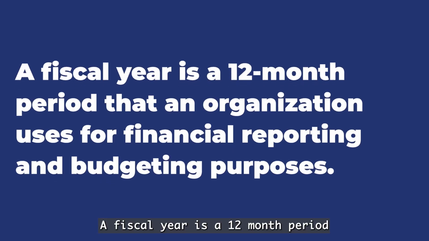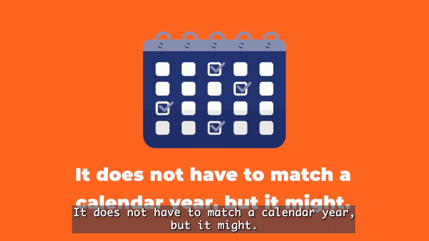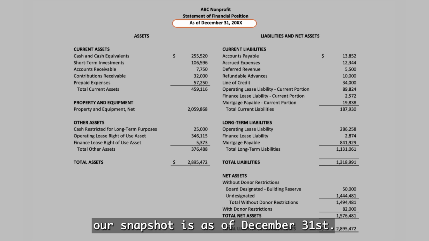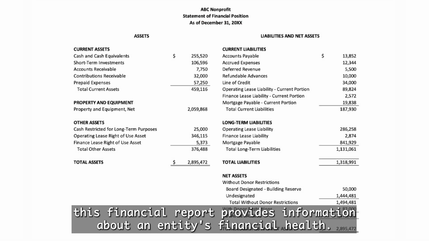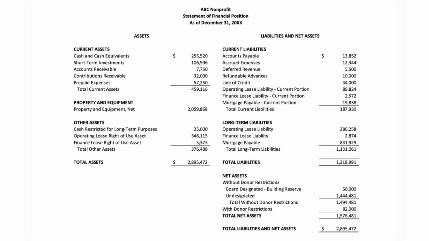A fiscal year is a 12-month period that an organization uses for financial reporting and budgeting purposes. It does not have to match a calendar year, but it might. In this example, our snapshot is as of December 31st. In a few minutes, we'll talk about ways this financial report provides information about an entity's financial health, but first, let's cover what we'll find within it.